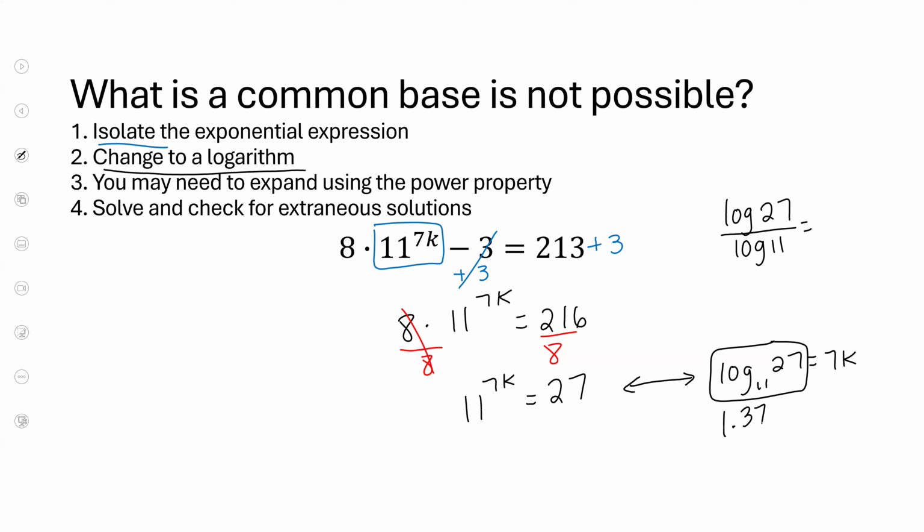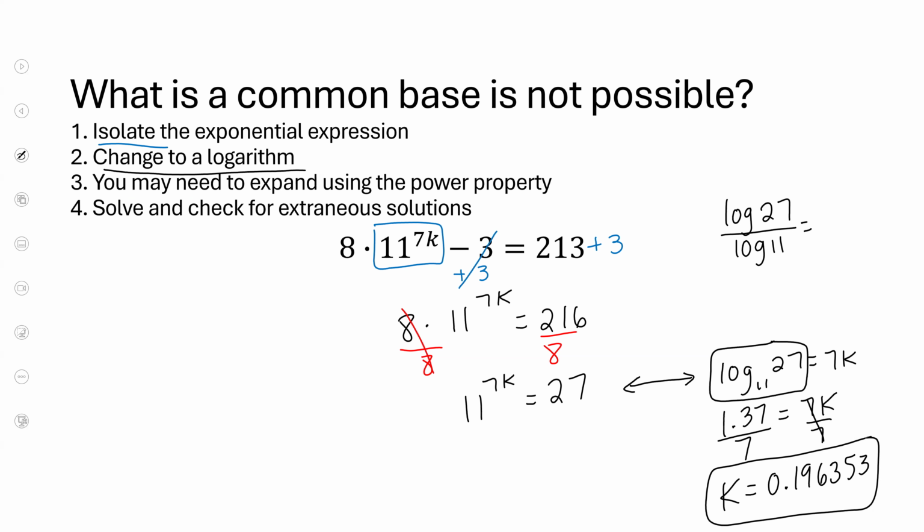1.37. It sounded like you guys rounded. Did y'all round? Oh, y'all did it? Okay. I don't want you guys to round until the very end, okay? So we got 1.37 equals 7k, and then we're going to divide by 7. So let me know what k is equal to. 0.196. 0.196353. Okay. There we go.